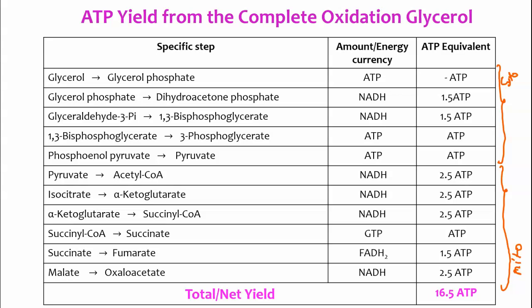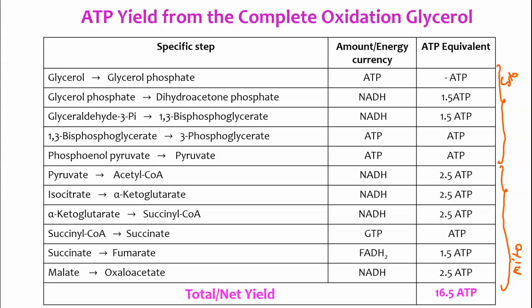From pyruvate to acetyl-CoA, generate only 1 NADH. Therefore, 1 NADH is 2.5 in mitochondria. Isocitrate to alpha-ketoglutarate, 2.5 ATP. Then, alpha-ketoglutarate to succinyl-CoA, another 1 NADH, which is 2.5 ATP. From succinyl-CoA to succinate is 1 GTP, which is equivalent to 1 ATP. From succinate to fumarate, we got 1 FADH2, which is equivalent to 1.5 ATP. And from malate to oxaloacetate, we got 1 NADH released, which is equivalent to 2.5.